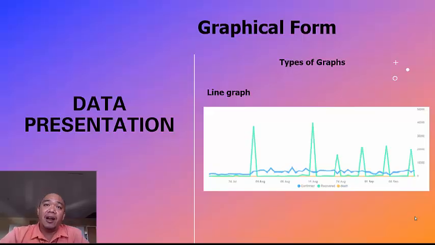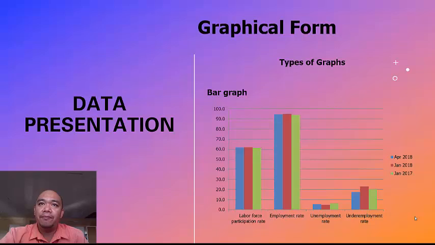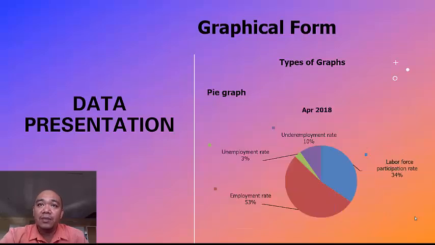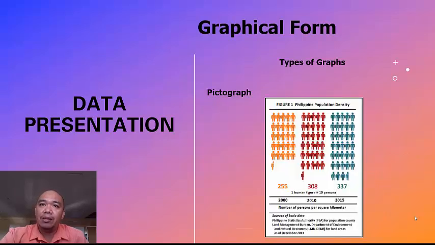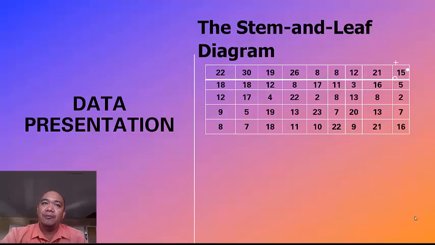There are several types of graphs. We have the line graph, this is the example of a line graph, the bar graph, the pie graph, the pictograph, and then if we have quantitative data, we can present them by means of a stem and leaf display.